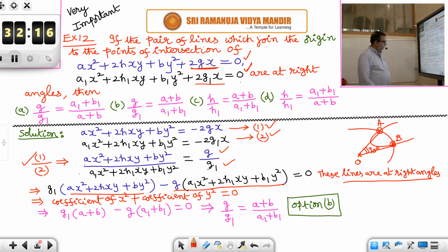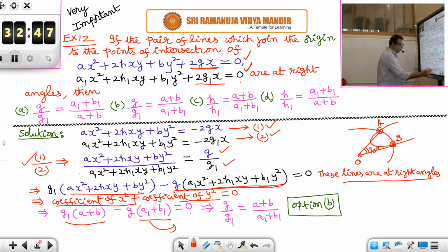So what is the condition? Coefficient of x square plus coefficient of y square should be 0. What is the coefficient of x square here? g1a, that is coefficient of x square. Next g1b, coefficient of y square. So g1 into a plus b. So in the second bracket, what is the coefficient of x square plus coefficient of y square? Minus g into, in the bracket you will get a1 plus b1. So minus g into a1 plus b1 is equal to 0.